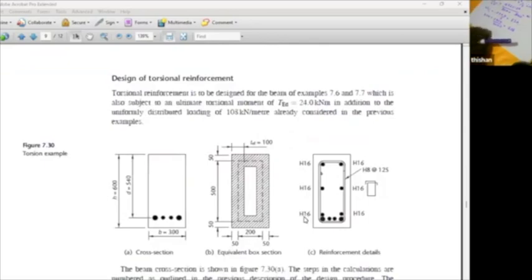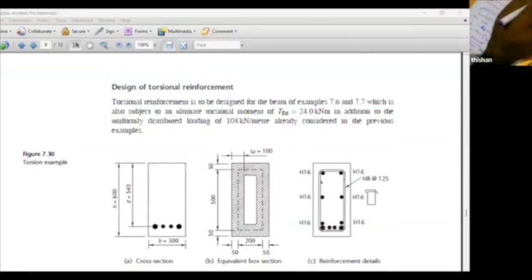So what is the first step? Now we have a solid section. We have to find the equivalent hollow section. So the first part is finding the equivalent hollow section, number 3. So how do we find the equivalent hollow section?